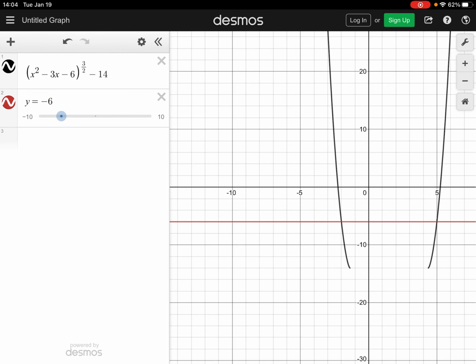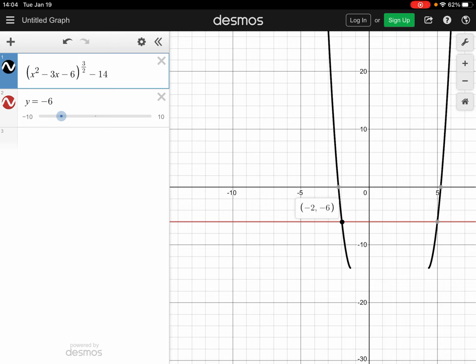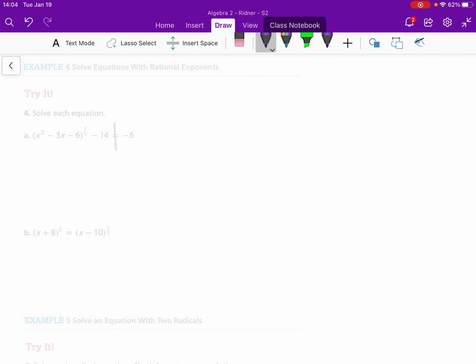All right, and then I want to know, where do they cross? So where does that black line cross the red line? At -2 and at 5. Those are my answers.